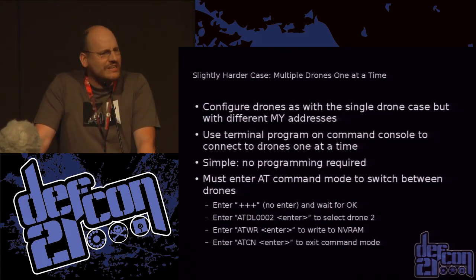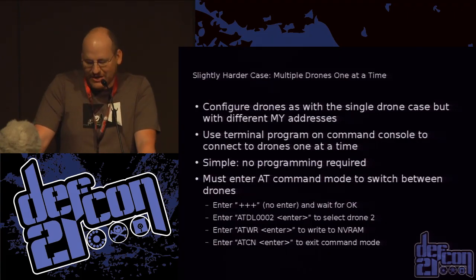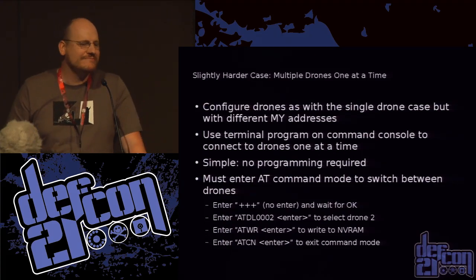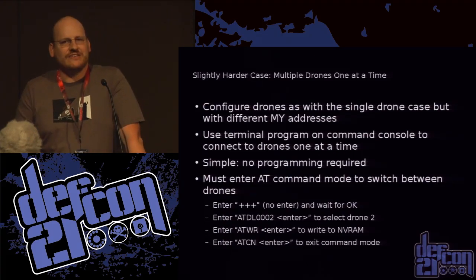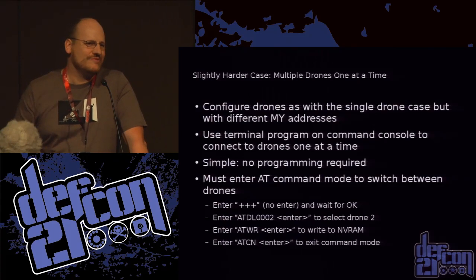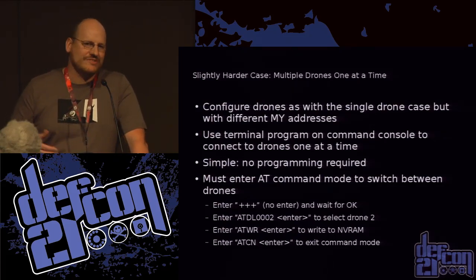And it's pretty simple. You don't have to do any programming. And you can just use the AT commands. And so how does that work? You open up your favorite terminal program. If you want to change something, all you have to do is hit plus three times. Wait a little bit, and it'll say okay, and then you can give it a command, such as this command that says, hey, change the destination low address so that I can talk to this drone now. And then I can write those things to my modem, and off I go. All right.